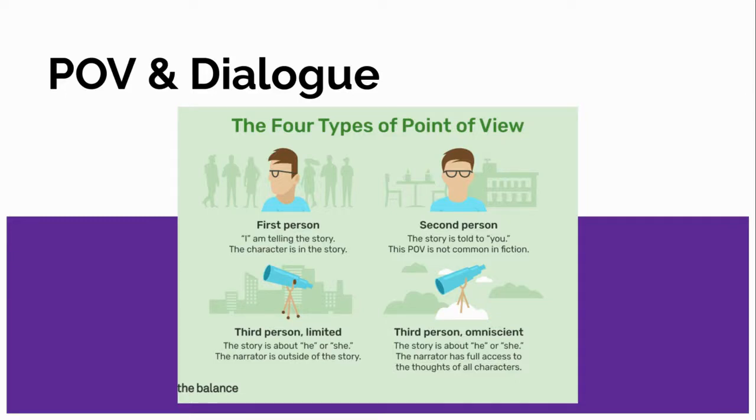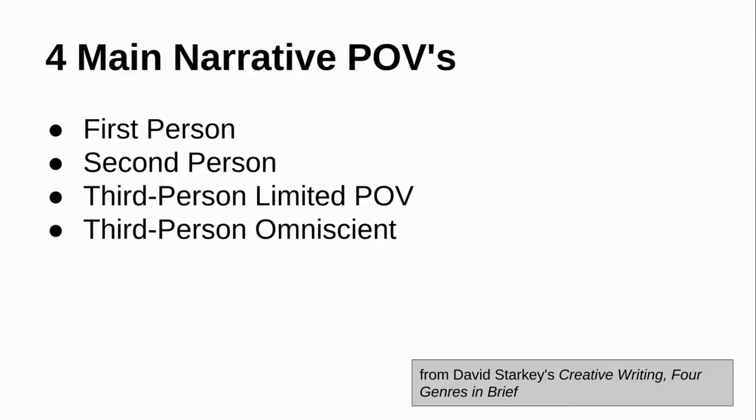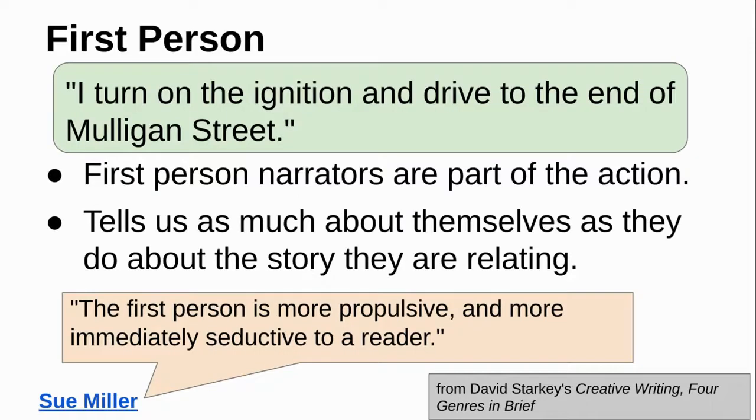Hello, everyone, and welcome to week 9. We're going to learn about point of view and dialogue in fiction. So there are 4 main narrative points of view. There is first person, second person, third person limited, and third person omniscient. So let's break down each one.